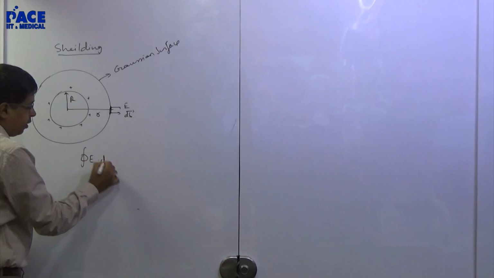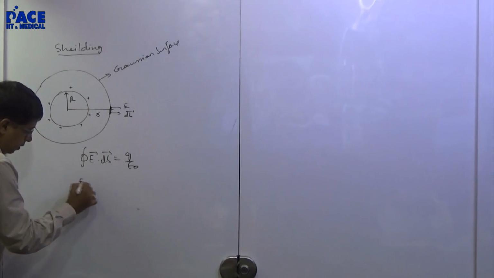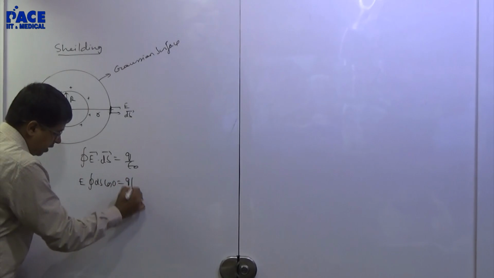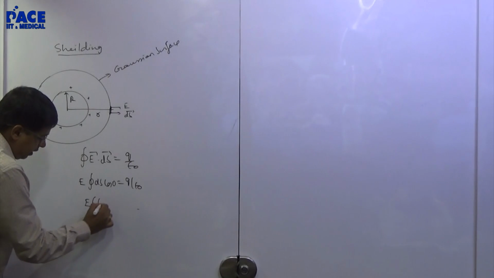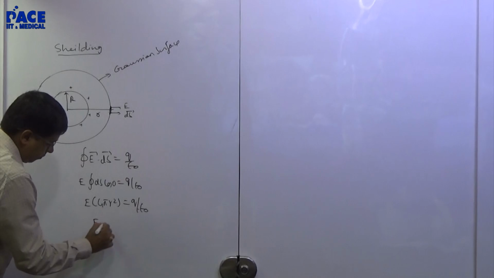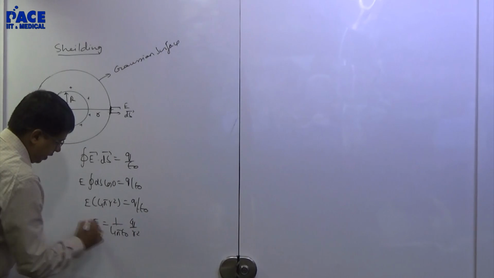Closed integral E dot ds will be equal to q by epsilon naught. E integral ds cos 0 will be q by epsilon naught. E into 4 pi small r square is equal to q by epsilon naught. E is 1 by 4 pi epsilon naught q by r square.